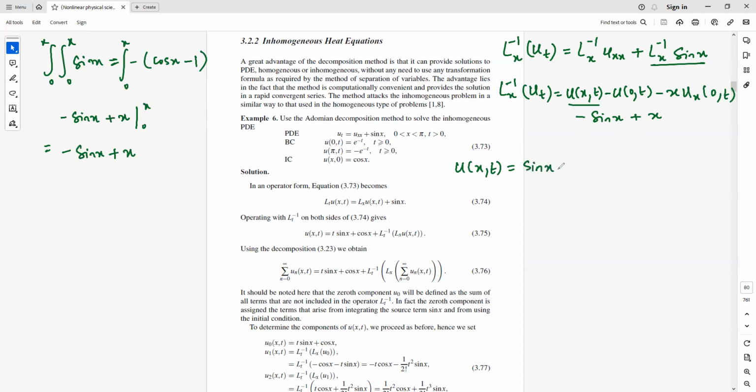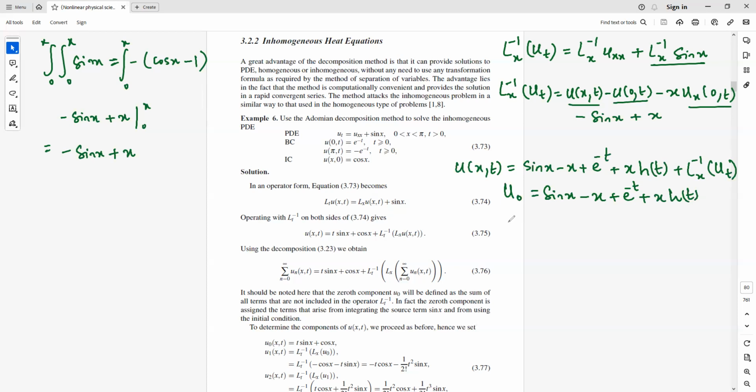sine x minus x plus u(0,t), that is given as e to the power negative t, then plus x ux(0,t). So this is a function of t, we can write it as h(t), and plus Lx inverse applied on ut. So the first term of the series will be sine x minus x plus e to the power negative t plus x h(t).